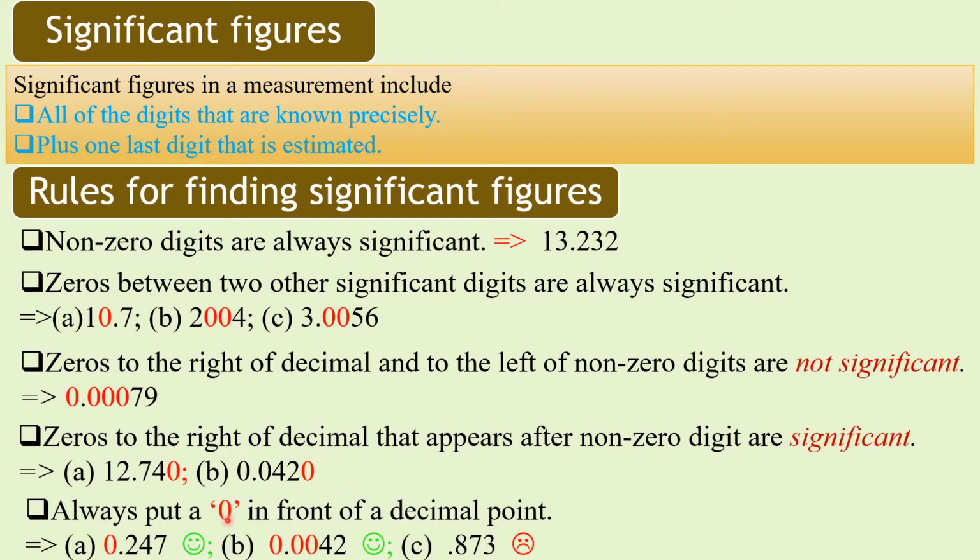Always put a 0 in front of a decimal point. It is good to write 0.247, it is good to write 0.0042, but .873 doesn't look nice. So we should write it like 0.873.